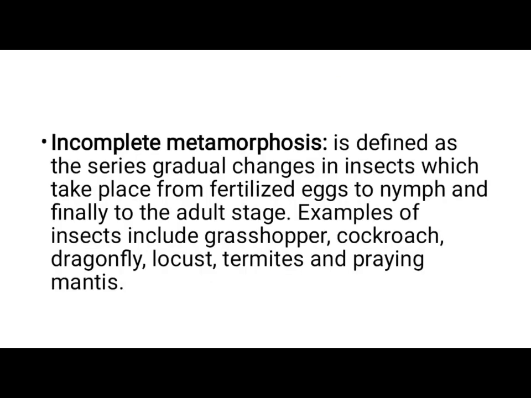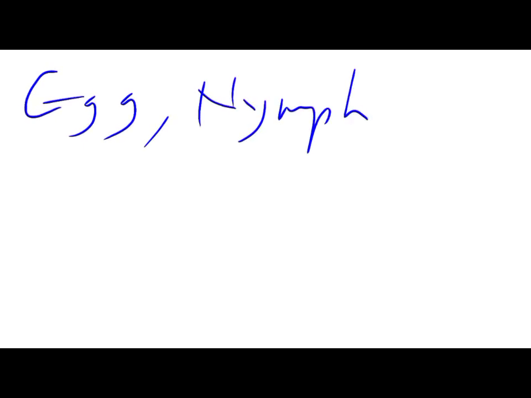Now, in the incomplete metamorphosis, the insect will go through three stages. Unlike the complete where they go through four stages, here you have three stages. The first stage is the egg, followed by the nymph, and then finally you have the adult.